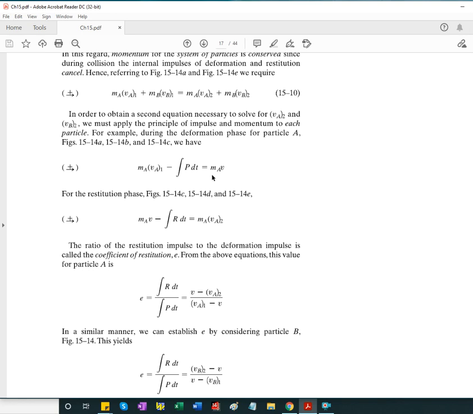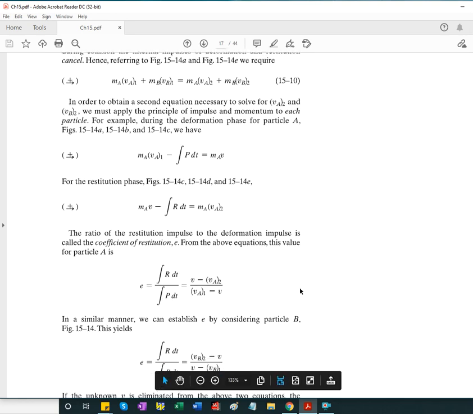Now, taking just one particle at a time, you introduce this integral, which is the momentum of the deformation impulse, or the interaction impulse. Why is this stated here, taking the particles separately? To characterize the type of interaction, again depending on the material of the two particles, we define what is called the coefficient of restitution, and that's the ratio between the restitution impulse over the deformation impulse.